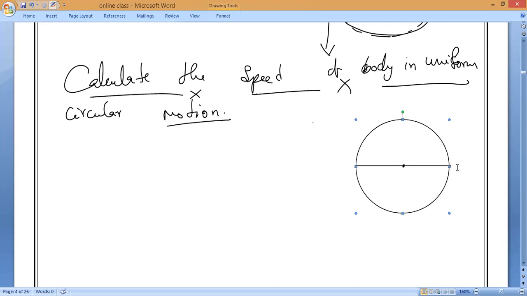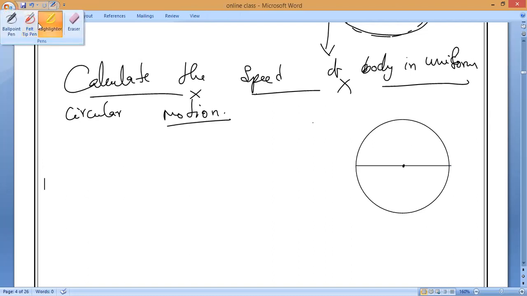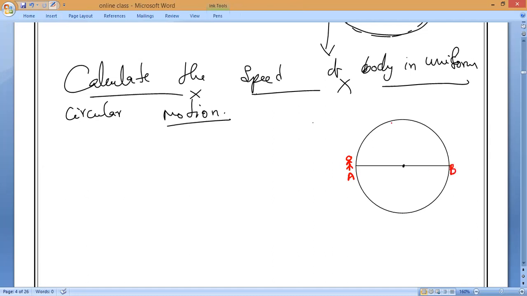For example, the person is starting from here. So how do we find the speed of a body? Let us understand. Let me take the point here: this is point A, and this is point B, and this is the center C. Now if you want to find the speed, what is the basic general formula of speed? Speed is equal to what? Distance by time.